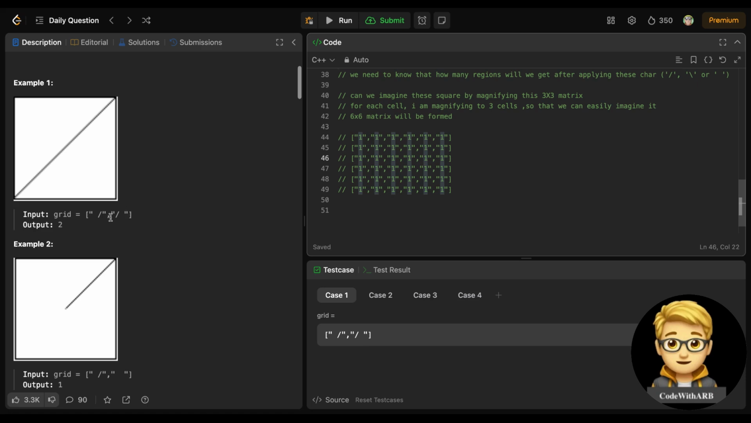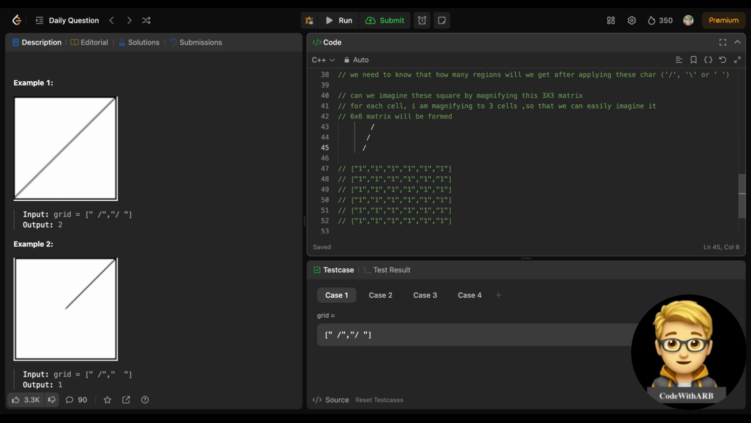Now the first thing is that you need a forward slash. The first part is empty. It means the first three are empty, because one cell is representing three, so the first part is three empty. The second part is a forward slash. How does a forward slash get represented? That's how the forward slash looks.